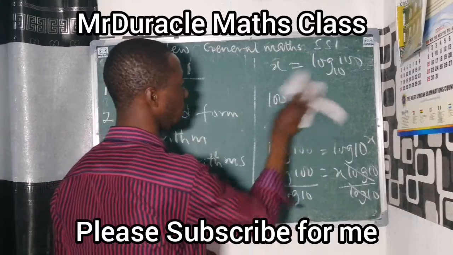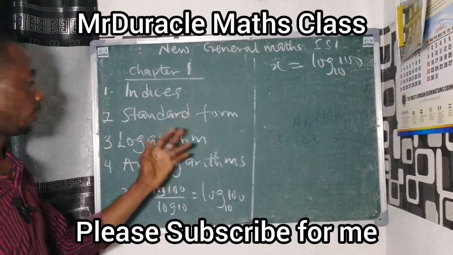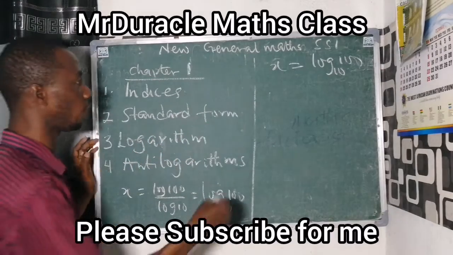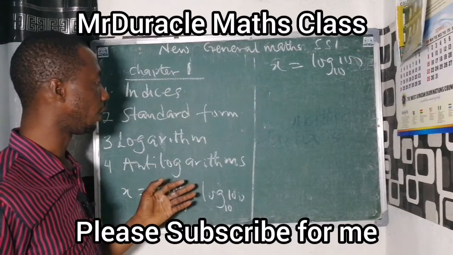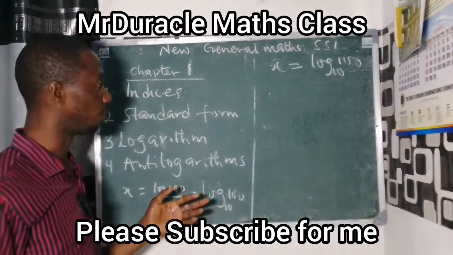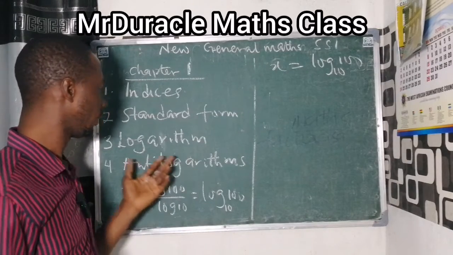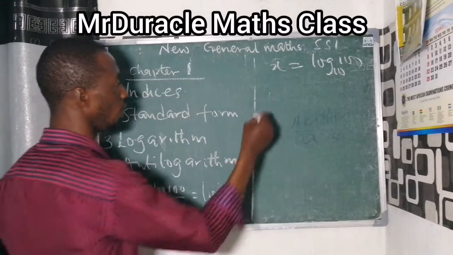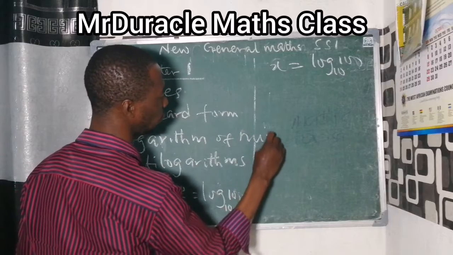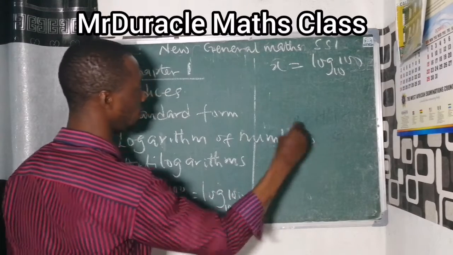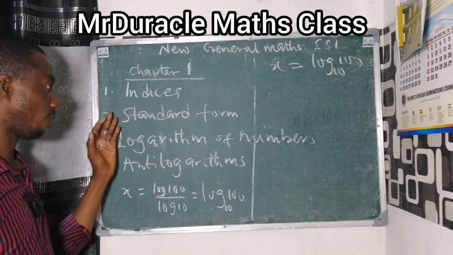That is the essence of logarithm. But in your SS1, they are not taking you through this type of logarithm. What you're going to be doing is logarithm of numbers, where you will be asked to use the four-figure log table to find your value of x and y. So here you'll be using logarithm of numbers. But all of them are connected.